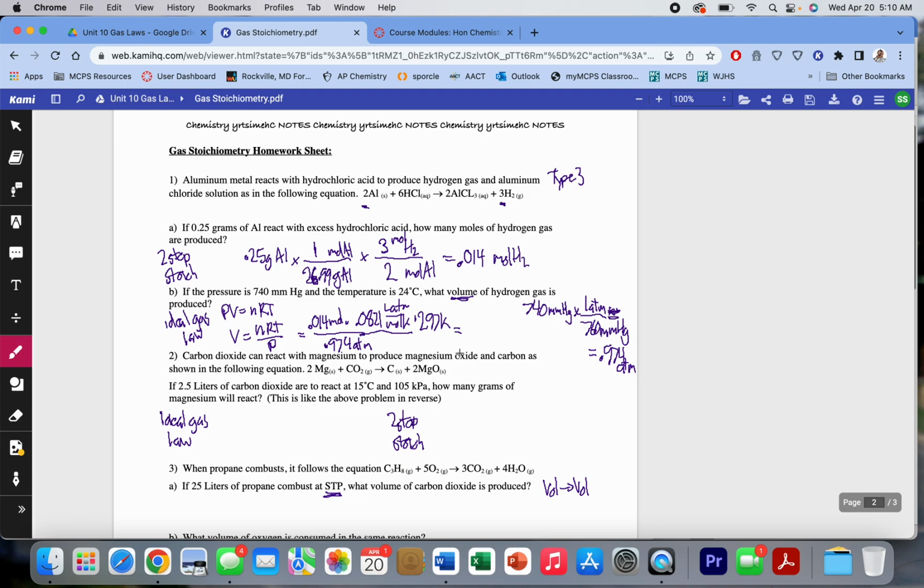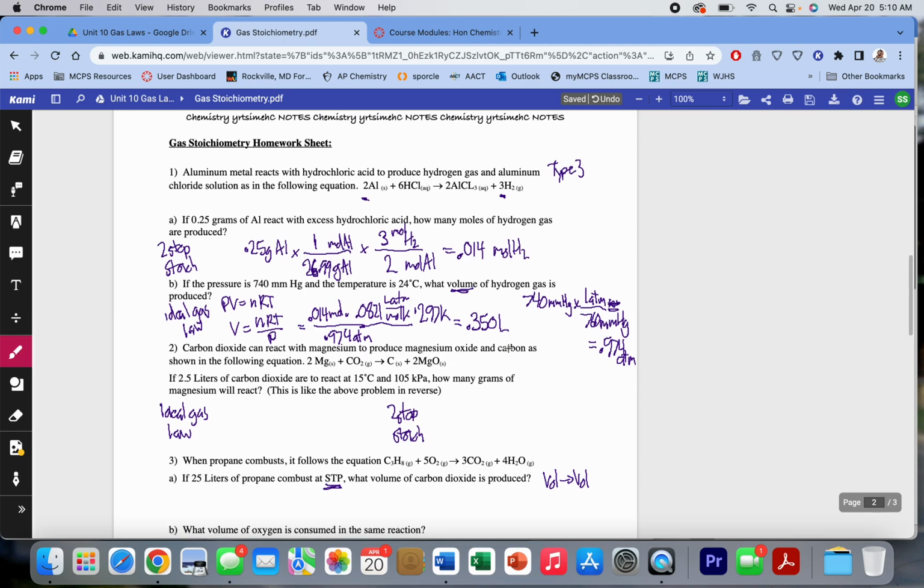Okay, and there we go. Now we've got it all set up. It's kind of messy in terms of the writing, but there it is. Let's see what we can do. 0.014 times 0.0821 times 297 divided by 0.974. So 0.350 liters. And there you go. So that's the ugliest of the problems.